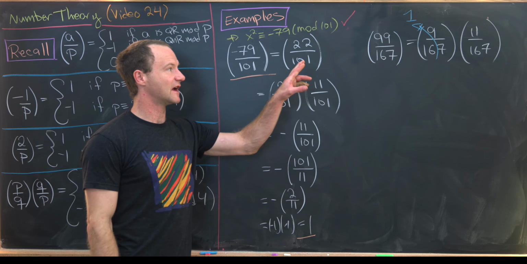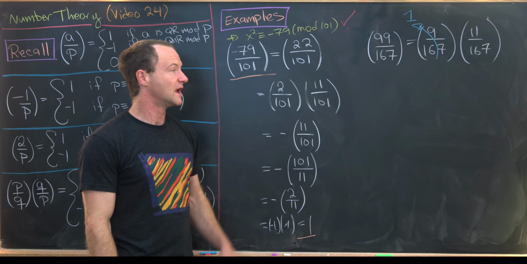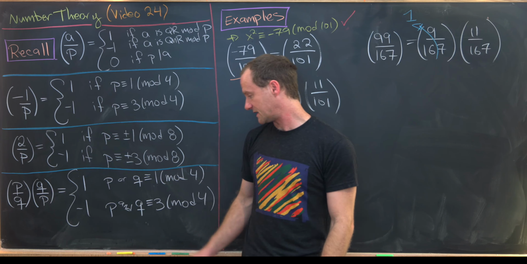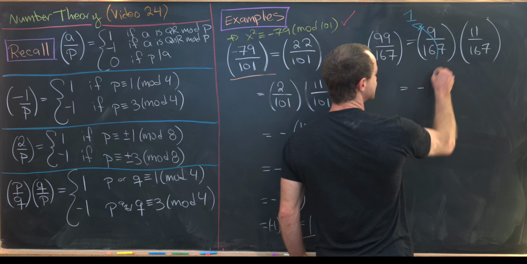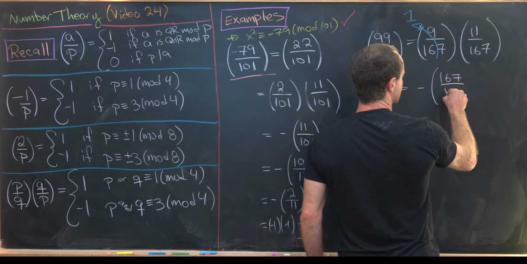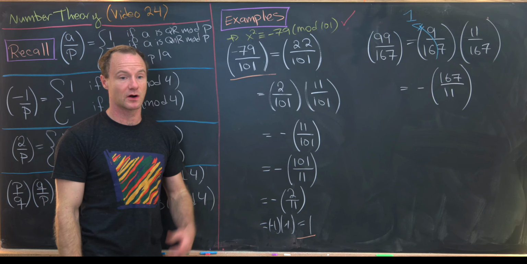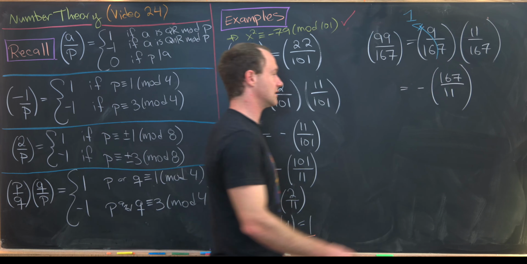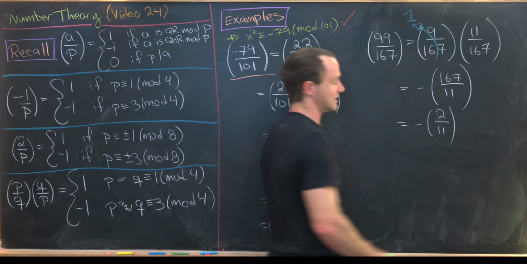So let's notice that they are both congruent to 3 mod 4. And so that means if we flip them, we'll pick up a minus sign by quadratic reciprocity. So this will give us a minus sign, 167 by 11. And now we can start reducing the top part mod 11. So that top part is 2 mod 11. So here, this is minus 2 by 11.